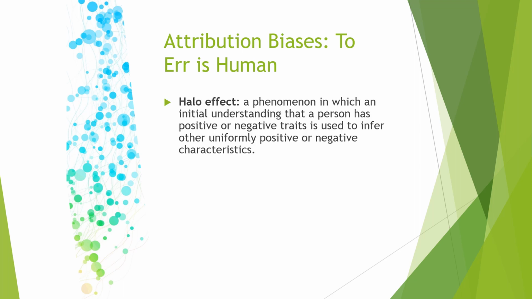So we have what is called the halo effect. This is a phenomenon in which there is an initial understanding that a person has positive or negative traits that are used to infer other uniformly positive or negative characteristics.